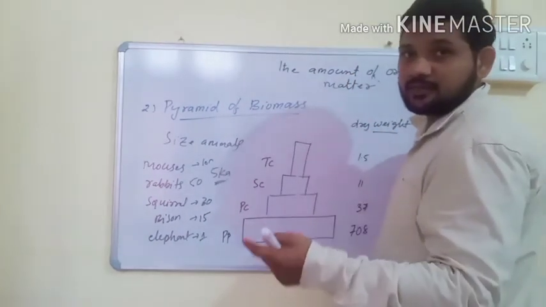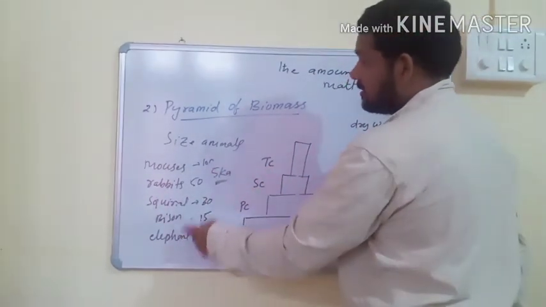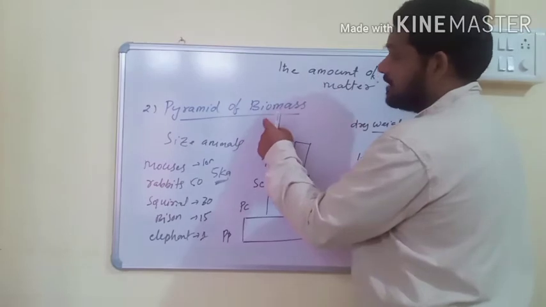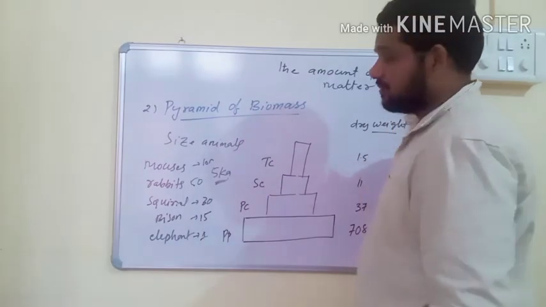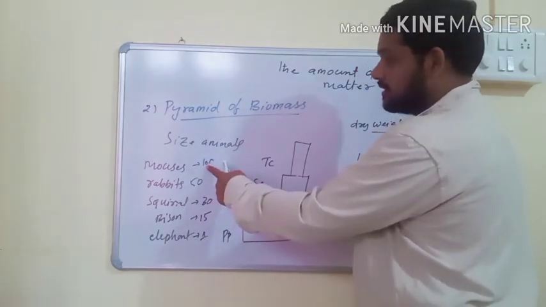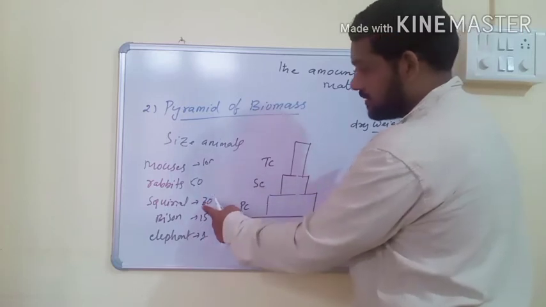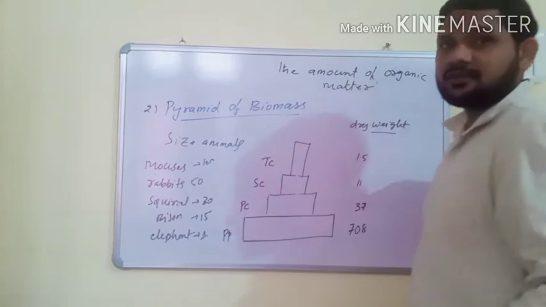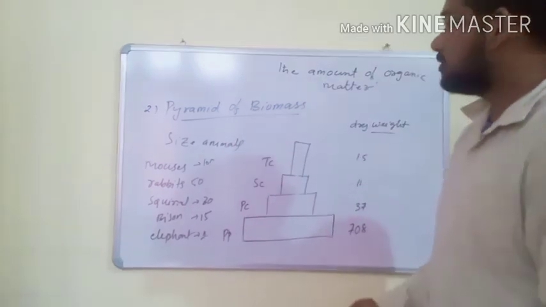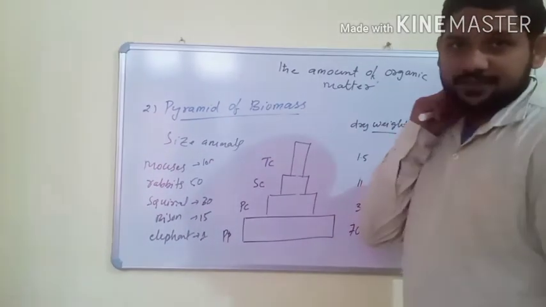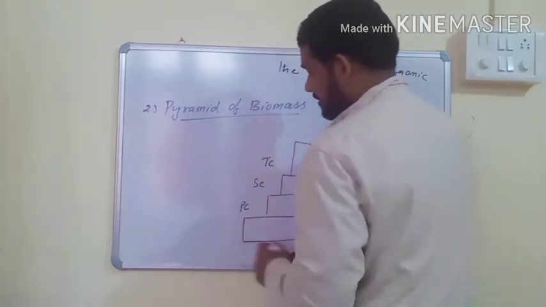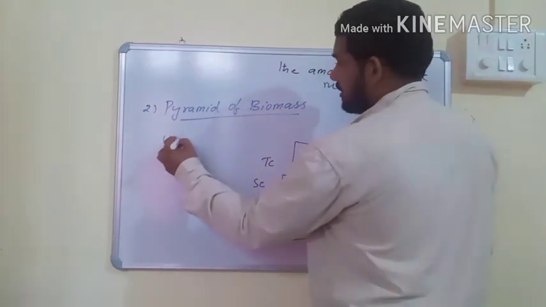But the pyramid of number does not take into consideration the size of the animals, whereas the pyramid of biomass considers the size of the animals. That's why we say the pyramid of biomass is more real than the pyramid of number. The same amount of vegetation supports a large number of mice, comparatively fewer rabbits, squirrels, bison, and very few elephants. However, the amount of biomass is equal in all such conditions. That's why the pyramid of biomass is more real than the pyramid of numbers. In terrestrial ecosystems, the pyramid of biomass is always upright.